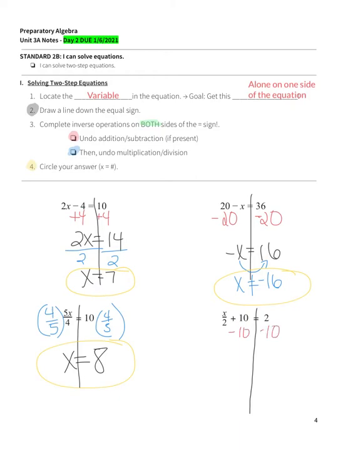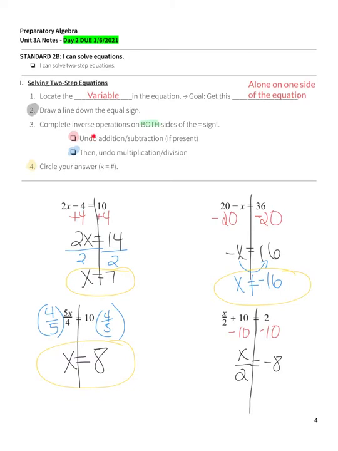Remember, whatever you do on one side, you must do on the other side. So now 10 minus 10 is 0, so I'm left with x divided by 2 equals negative 8, because 2 minus 10 is negative 8.